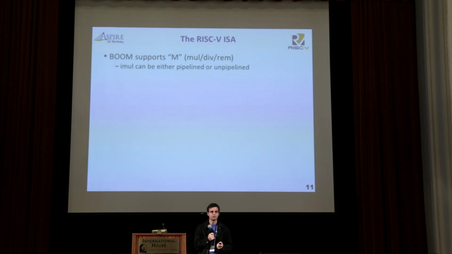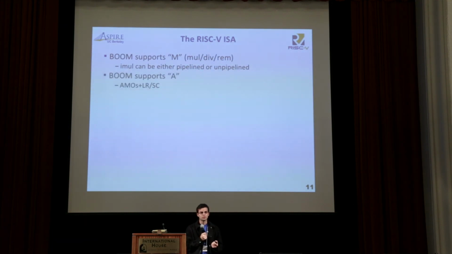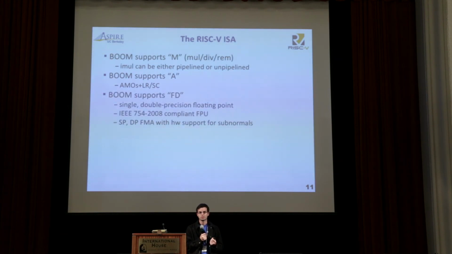So Boom supports M, and you can change whether your multiplier is pipelined or unpipelined. I support A, all the atomics, load reserve, store conditional, and I support F and D. So we're talking single and double precision FMAs, along with hardware support for subnormals. This was not true last retreat, but it is true now. So I implement all of RV64G, which is really pretty cool. If the compiler spits it out, I can run it.